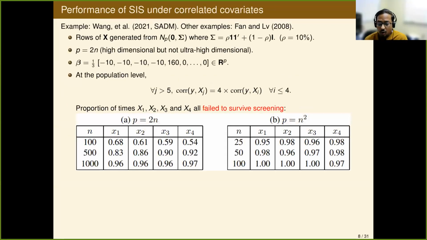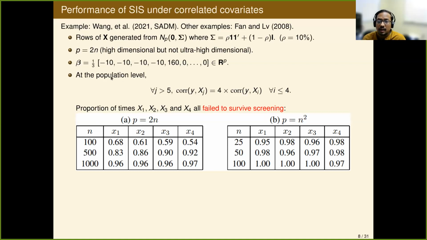However, this method has strong assumptions about the dependence structure among the covariates. So in general, if there is correlation among the covariates, then this method may not work very well. For example, in this small simulation study, the rows of the matrix Z, actually not X, are generated from a multivariate normal distribution with a compound symmetry covariance structure.